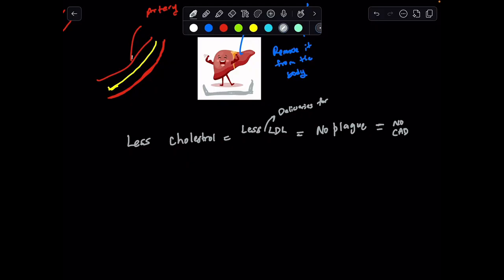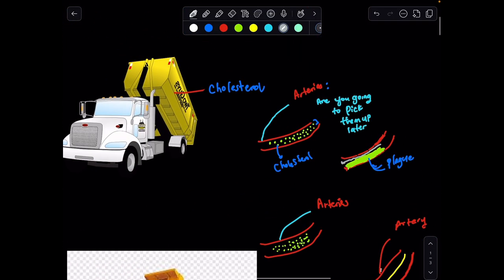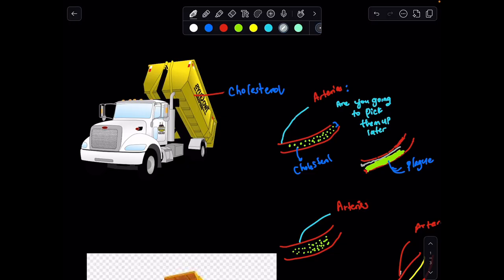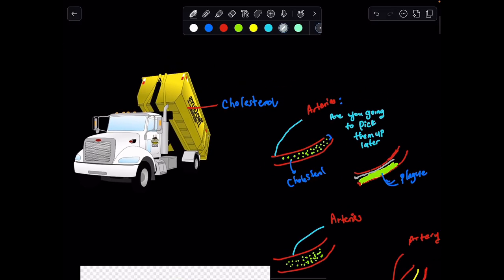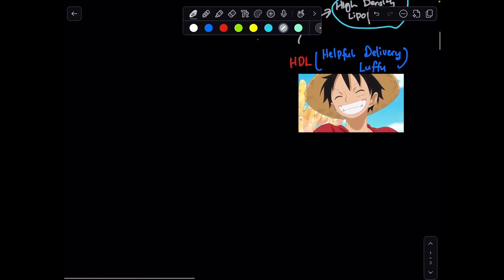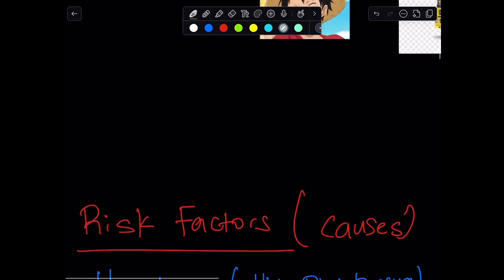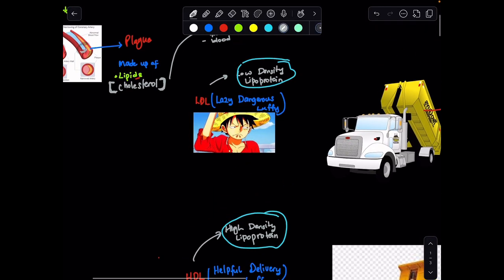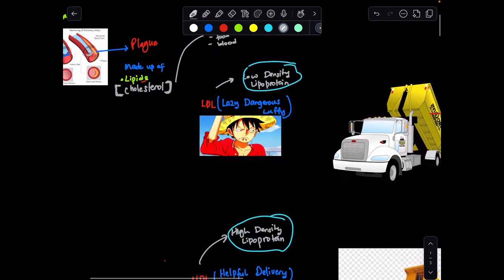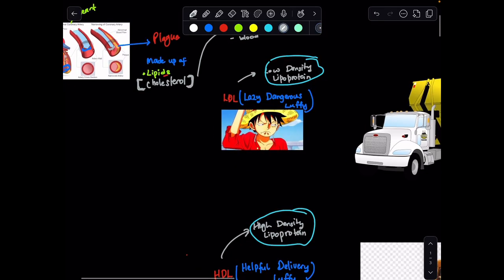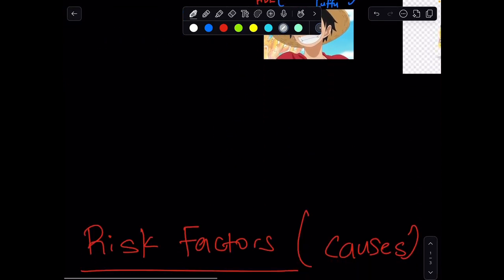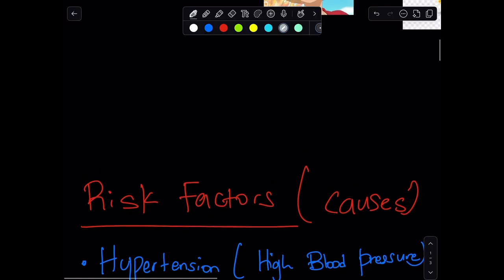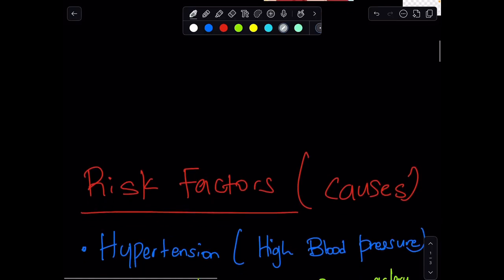Because even though cholesterol is already in the body, it's the delivery driver that just leaves it, a little lazy. Lazy dangerous Luffy is what leaves it in the arteries, causing the plaque. So the delivery drivers play a big role in where the plaques are. So now I'm going to talk about the risk factors or the causes, because even though we talked about LDL and HDL, which play a role in why the plaque is there, which is a major contributor to coronary artery disease, there are many other factors, many other ways plaque builds up in the arteries.